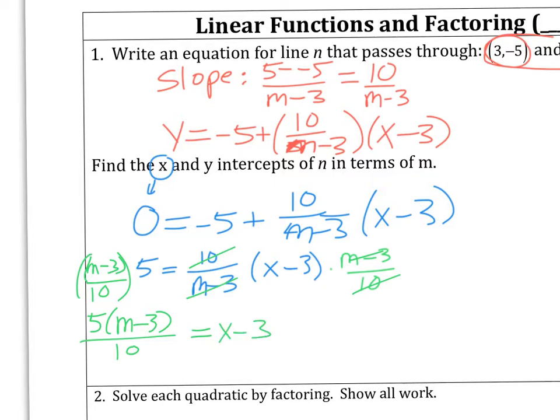Finishing this up for an x-intercept, we get 5m minus 15 over 10. You could reduce that if you wanted to. And then plus 3 is equal to x. Totally fine to leave it that way.